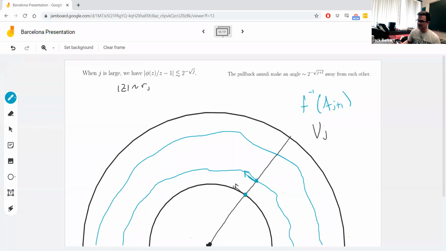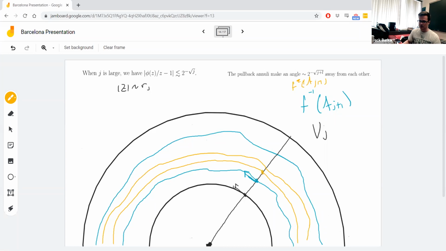And so I can look at the tangent here and the tangent here. The tangents make an angle approximately, the difference between the angle of this blue tangent vector and this black tangent vector is going to be of order 2 to the minus root of j. And then if we repeat this reasoning, if we look at the inverse image of a_{j+2}, that's going to be another small annulus inside of here. So it's going to contract even more, because after 2 iterates, this is going to map onto a_{j+2}.